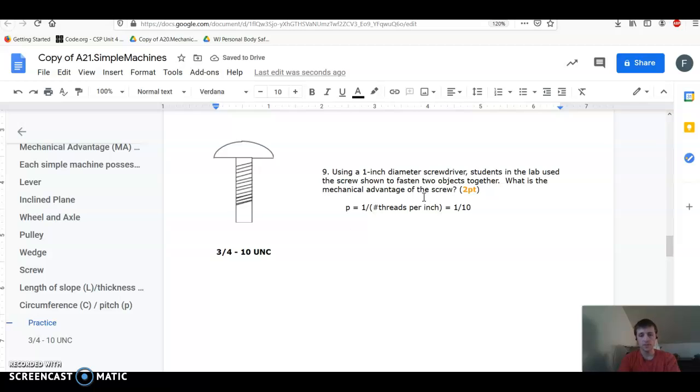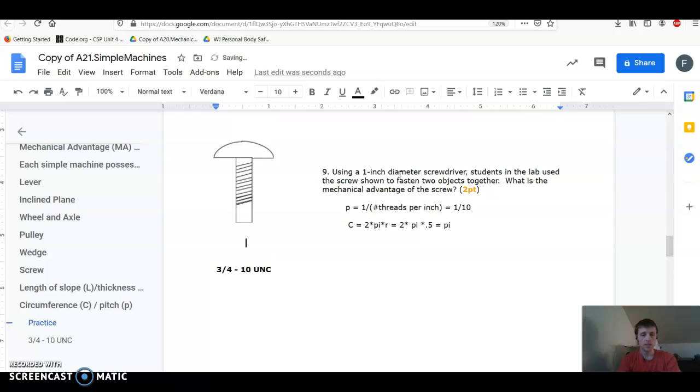In order to calculate the mechanical advantage, we have to take the circumference. Remember, the circumference is 2 pi r. 2 times pi times r gives you circumference. In this case, our circumference is 2 times pi times, well, this is a 1-inch diameter screwdriver, so if its diameter is 1 inch, its radius is 1/2, 0.5, which would just give us pi as the result.